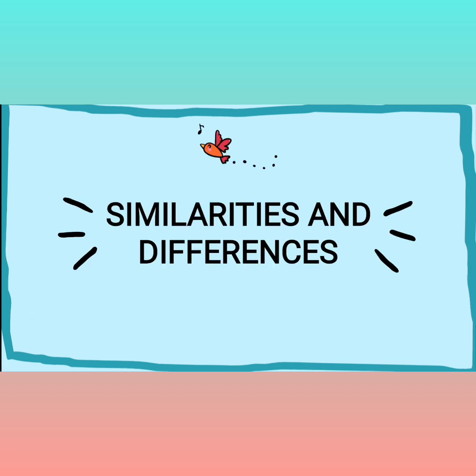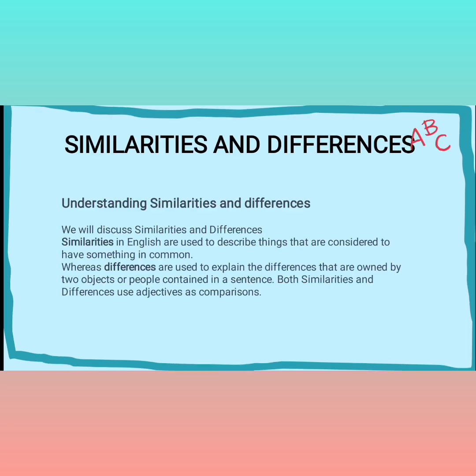First, I will explain about similarities and differences. Similarities in English are used to describe things that are considered to have something in common, whereas differences are used to explain the differences owned by two objects or people contained in a sentence. Both similarities and differences use adjectives as comparisons.